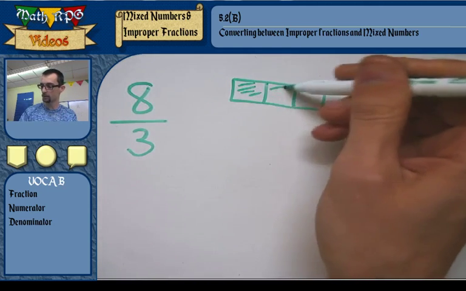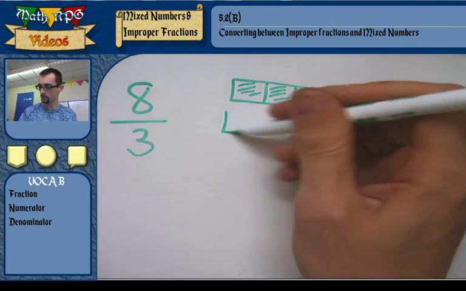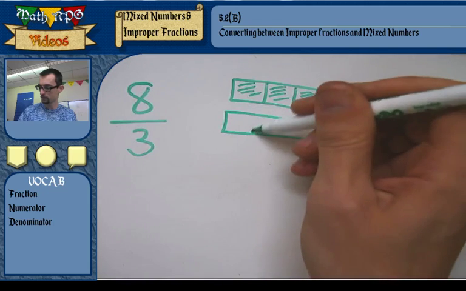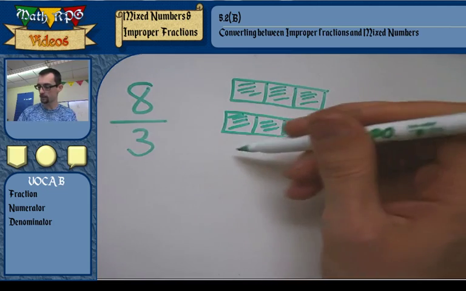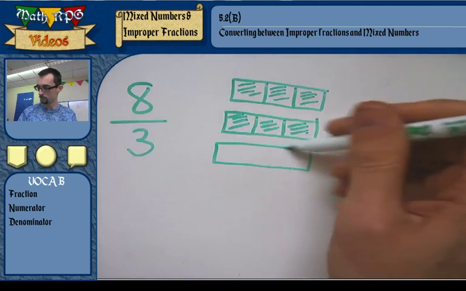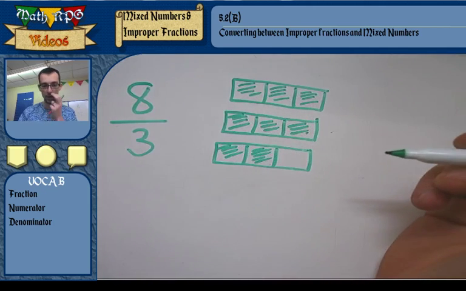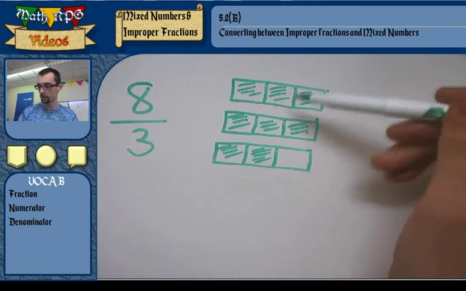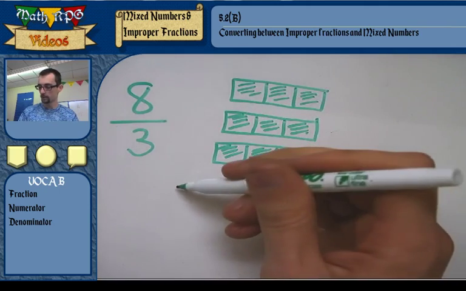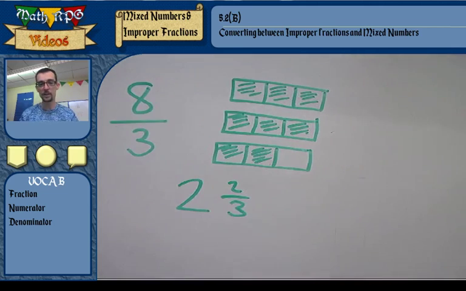So there's 1, 2, 3. Oh, I haven't reached 8 yet. So let's draw some more thirds. 4, 5, 6, still haven't gotten to 8 yet. 7, 8, oh, there it is, 8. Okay, so let's count the number of whole things I just shaded in. I shaded in 1 whole thing, 2 whole things, and I have 2/3 left. So 8/3 as a mixed number is 2 2/3.